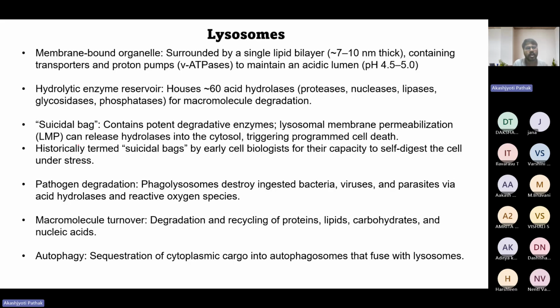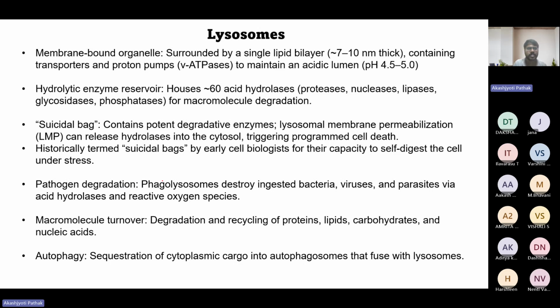Okay. So they are called suicidal bags because they contain potent degradative enzymes. All these different enzymes that I mentioned are present in the lysosomes. Lysosomal membrane permeabilization can release hydrolases into the cytosol. Once the lysosome membrane gets permeabilized, these hydrolases are released into the cytosol, which triggers programmed cell death. Why are they called suicidal bags? Because they have the capacity to self-digest the cell under stress.